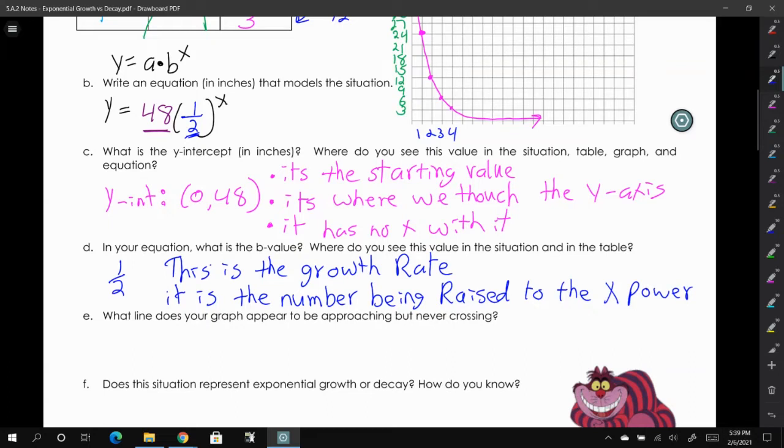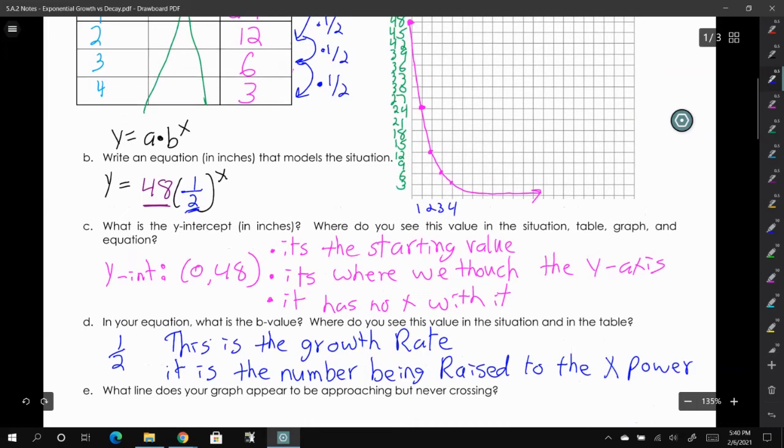Now, what line does your graph appear to be approaching but never crossing? Well, if you think about it, every time Alice drinks a sip from the bottle, her height goes down by 1/2. So, we stopped at 4, but if she took a 5th sip, okay, half of 3 is 1.5. She takes another sip. Half of 1.5 is 0.75. So she keeps taking sips, and she's going to keep getting smaller and smaller, but she's never going to be 0 inches tall. She's going to get really, really close, but she will never be 0 inches.